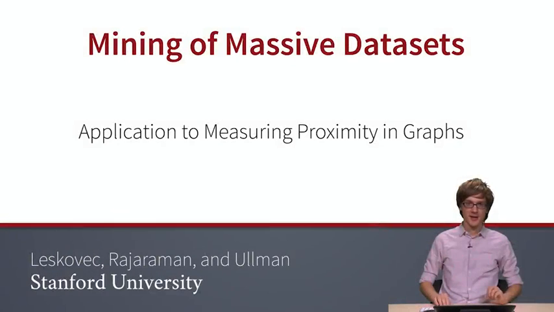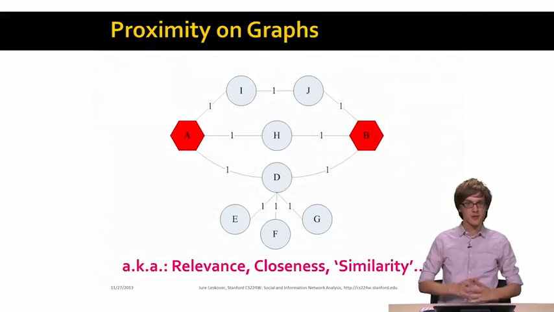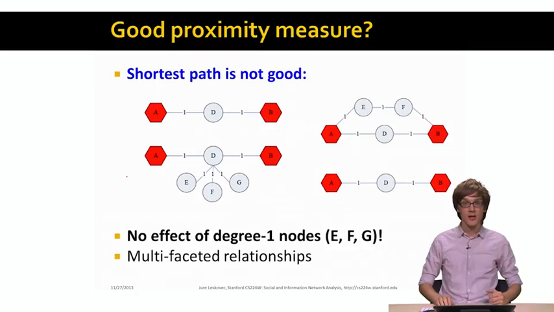The next example of PageRank that we will look at is the application to measuring proximity in graphs. So here is basically the idea. Imagine we are given a graph and we would like to measure some notion of proximity or closeness or similarity between nodes A and B. So the red node, the hexagonal node A and the hexagonal node B. And the question is, how do we do this?